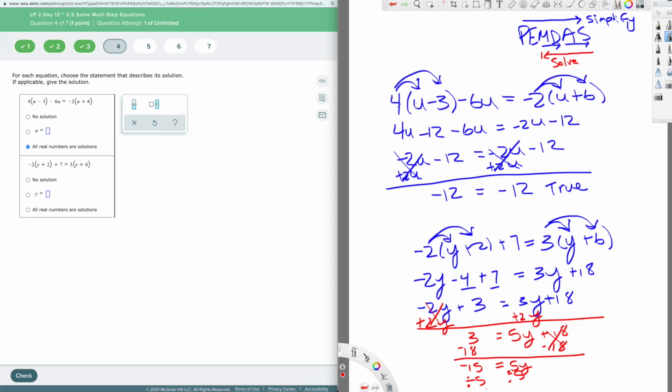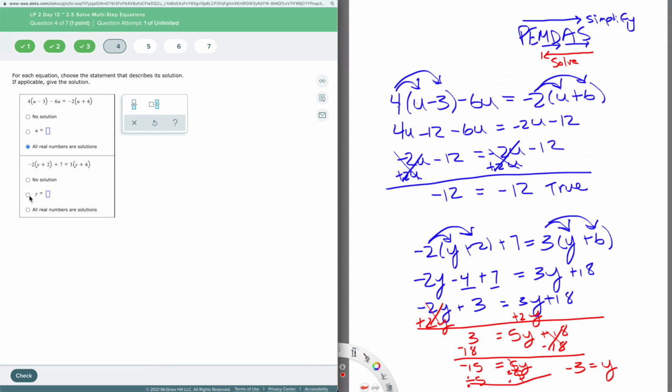Oop, I'm getting to the bottom of my screen here. So I have negative 15 divided by 5 is negative 3. 5 divided by 5 is 1. So y. So in this case, I ended up with one solution. So I'd click on this one here. I'm going to type in, what did I get for y?